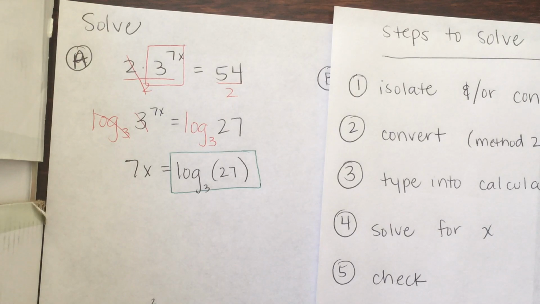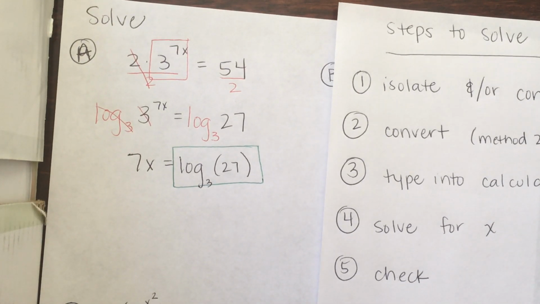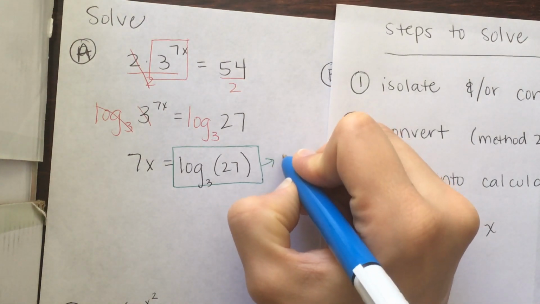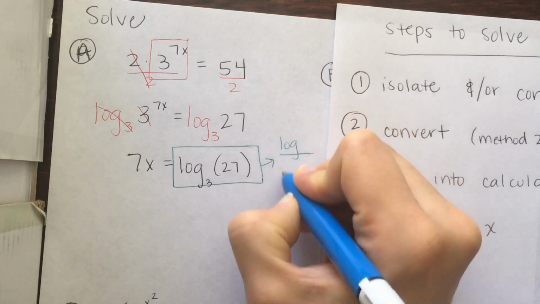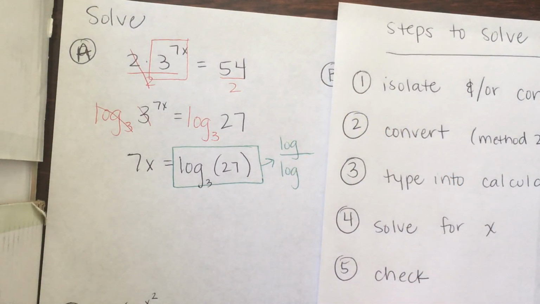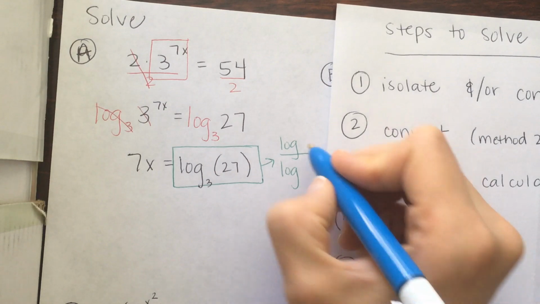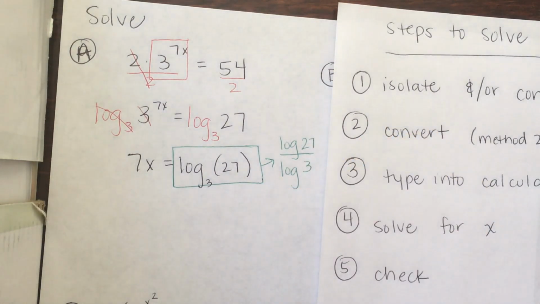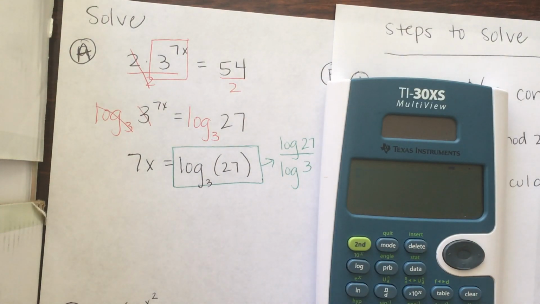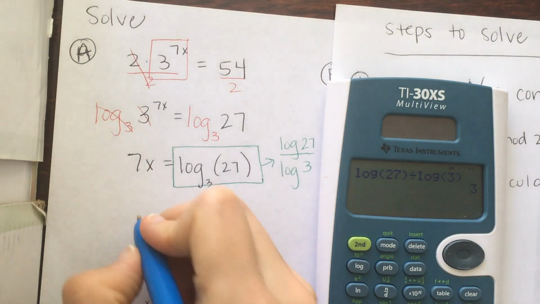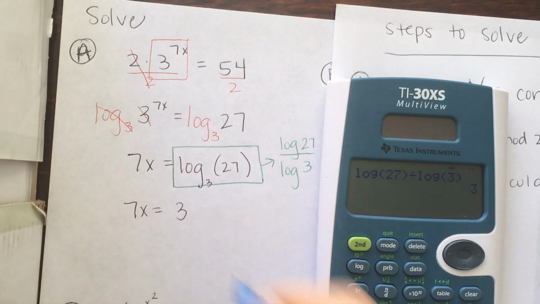So let's type that into your calculator. Remember, if you don't have the ability to type in anything other than a common log or a natural log into your calculator, you may have to use the change of base formula, which is log over log, and the 27 is physically higher than the subscript 3, so that reminds me to type it in as log 27, close your parentheses, divided by log 3. So 7x equals 3.